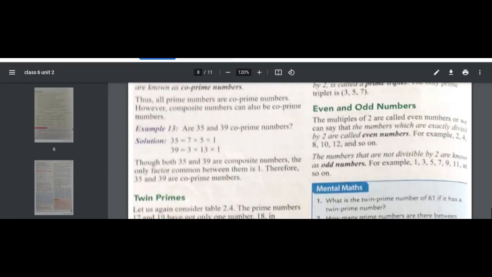Okay, so I hope you understood now. Twin numbers, just like twin sisters and twin brothers. Let us again consider the table 2.4. The prime numbers 17 and 19 have only one number, 18, in between them. In other words, these two prime numbers are close to each other with a gap of only one number. Such a pair of primes is called twin primes. 17 is called the twin prime of 19 and vice versa.